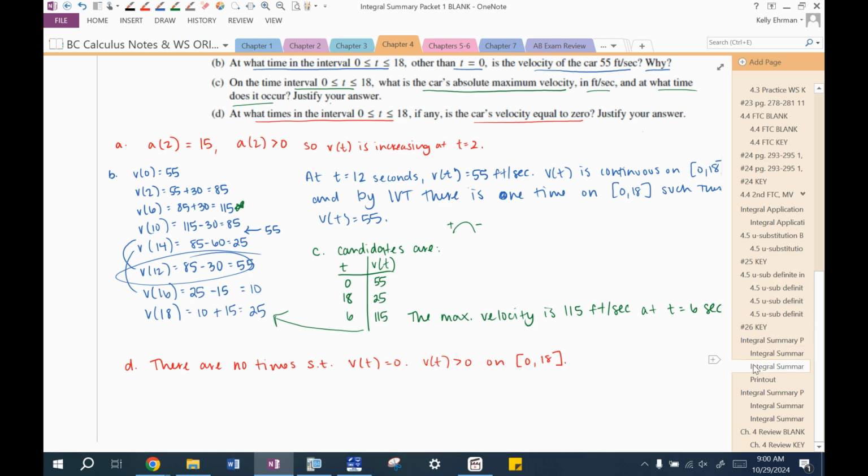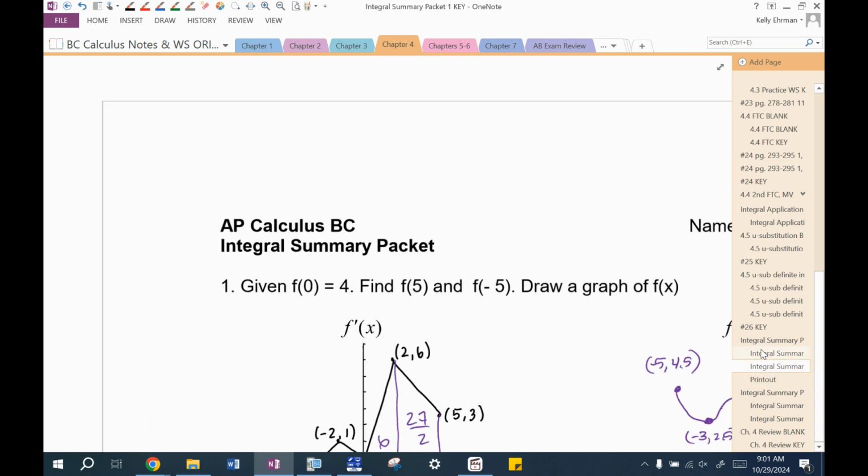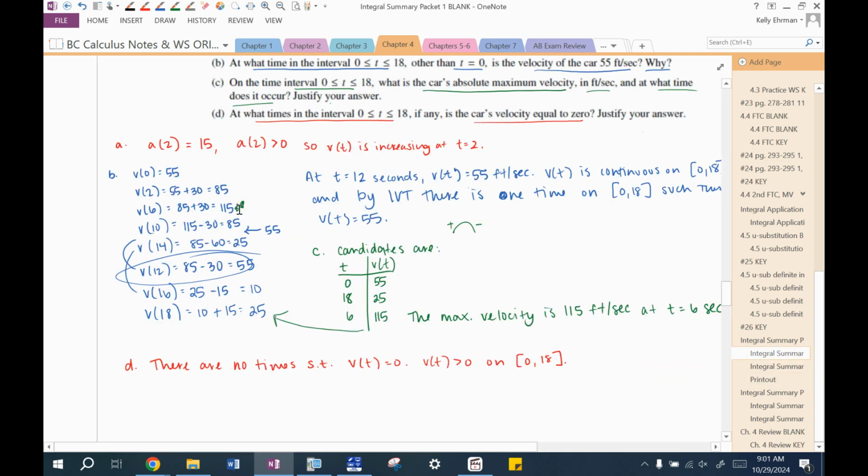They were saying, okay, the integral from 0 to 12 is 0. So that means that the change in velocity between time 0 and time 12 is 0. So you're going to be at 55 again there. I still think it's okay because it just says reason. It doesn't say the specific reason. I think that this reason is okay too, to show all of the possibilities.